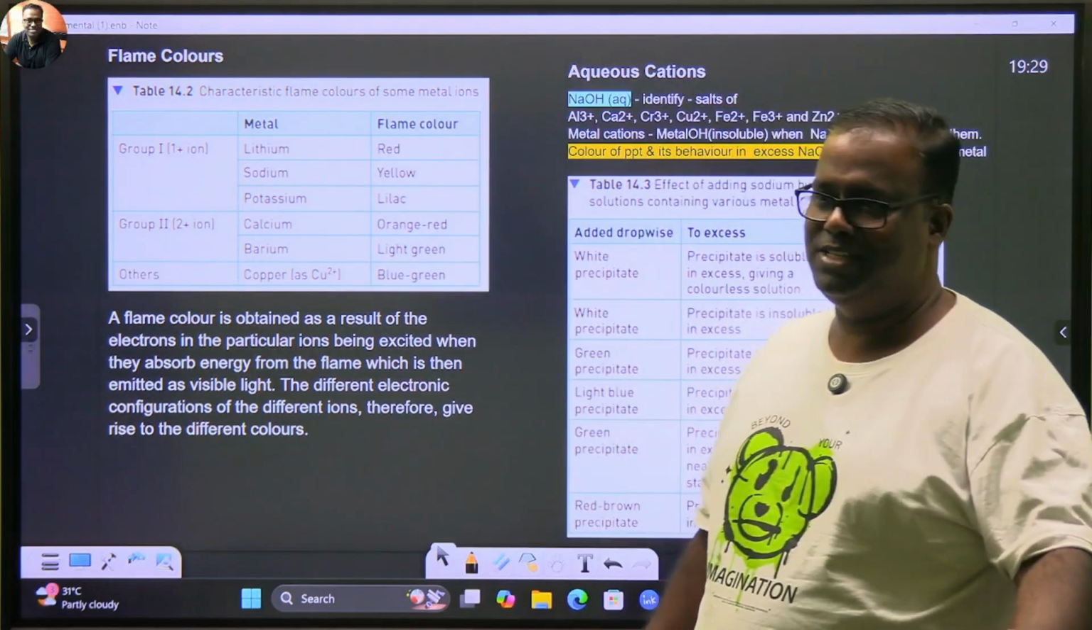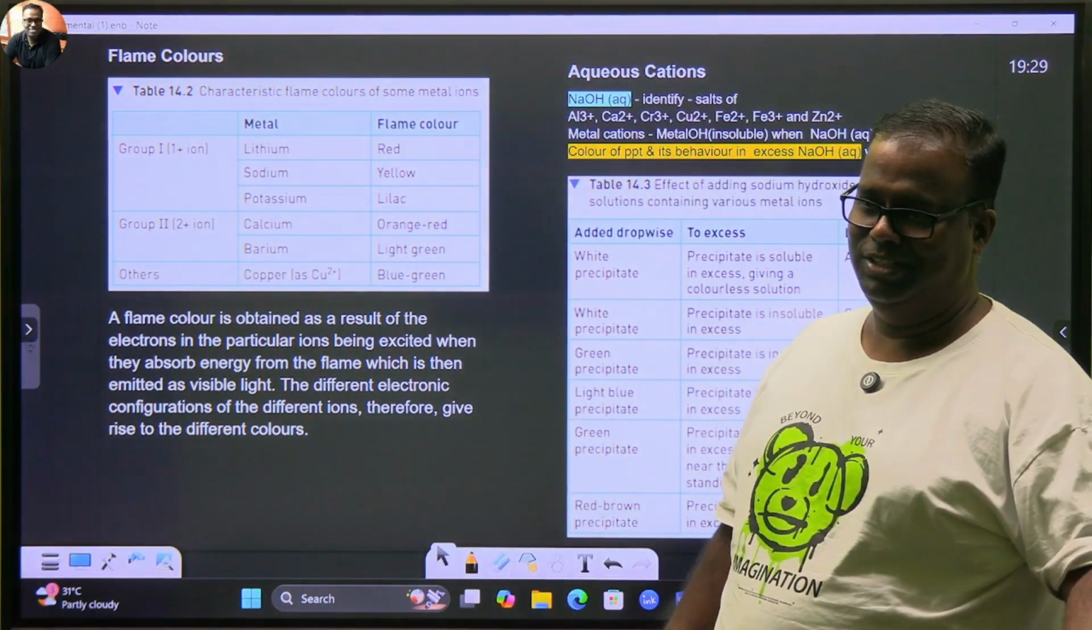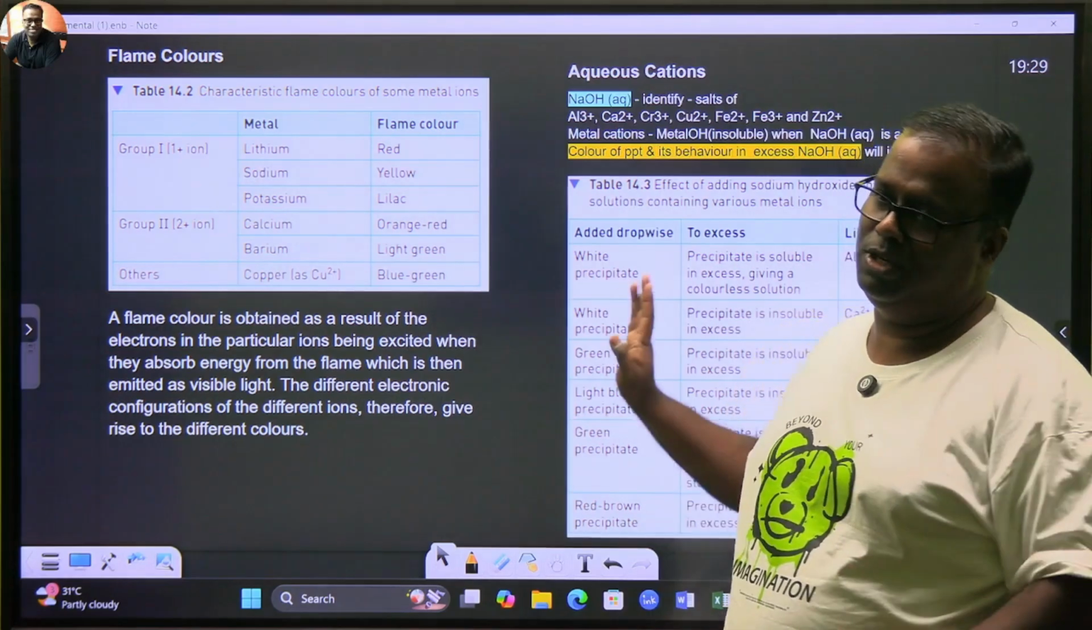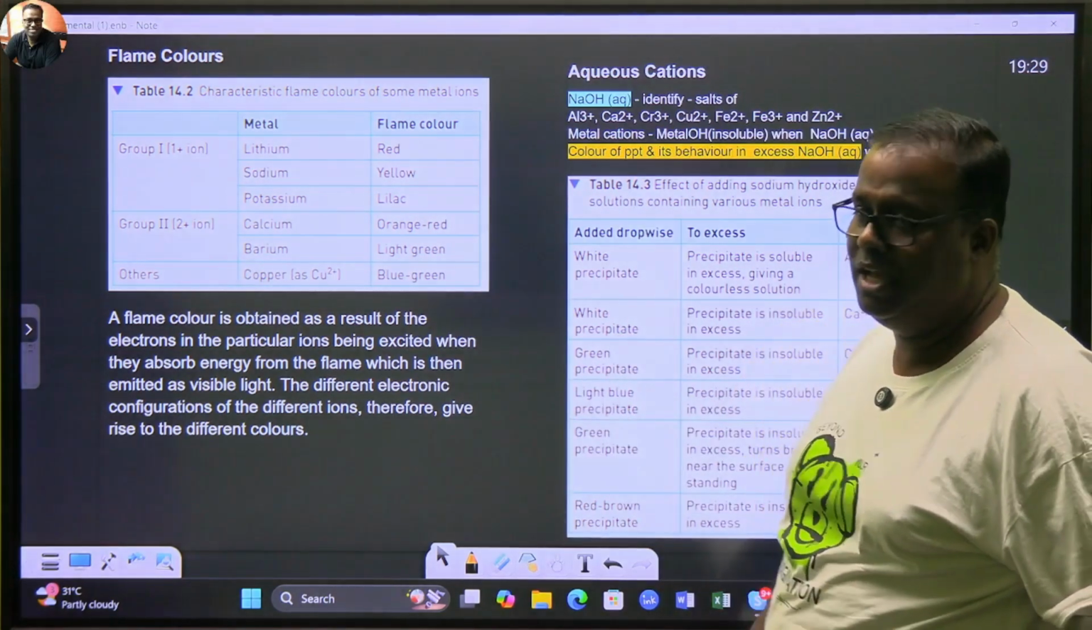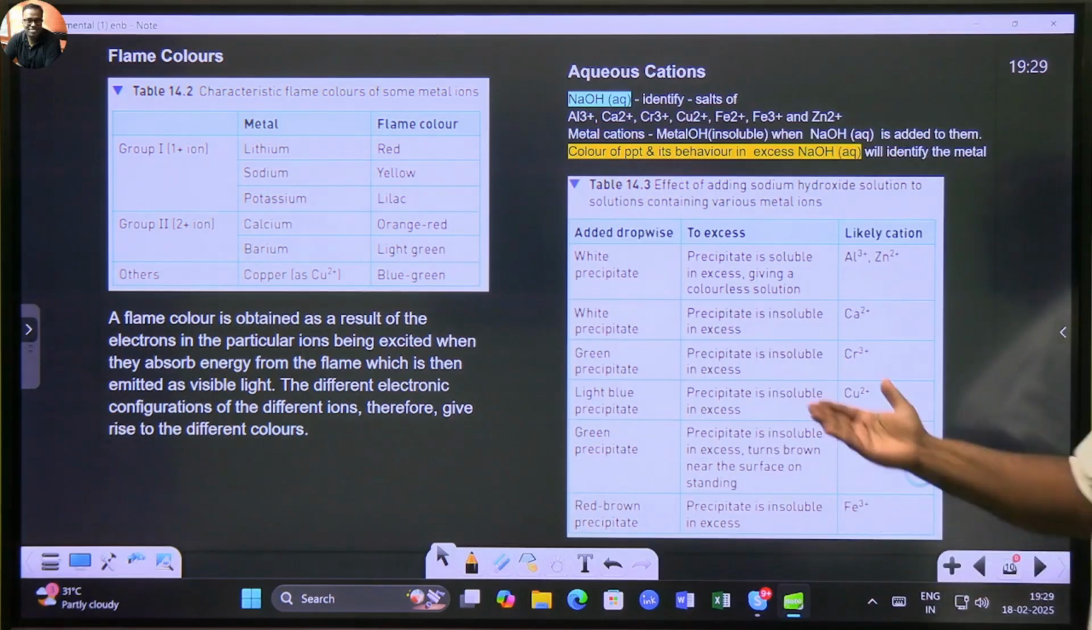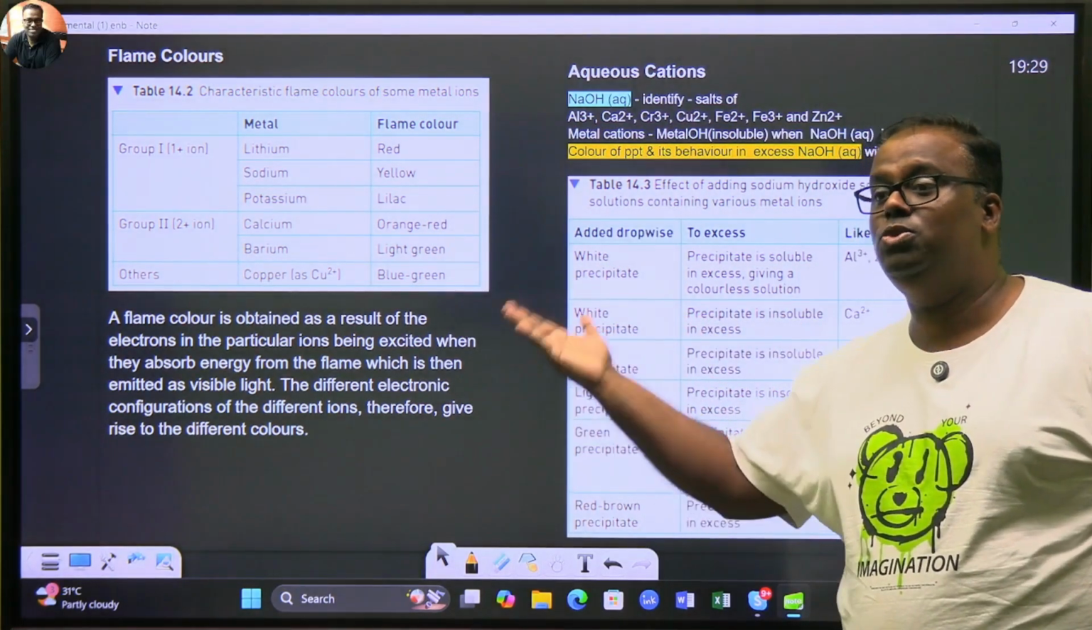And tomorrow is my exam. I'm good enough to puke. That is how you have to prepare for this particular chapter. और कोई रास्ता नहीं है. ठीक है? So now we migrate from white precipitates to colored precipitates.